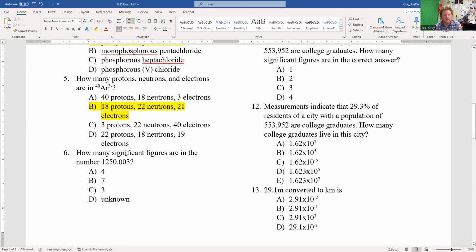Next up is how many significant figures are in the number 1250.003? These 3 zeros are sandwiched between non-zero digits, in which case they are significant figures. We've got 4, 5, 6, 7. So our correct answer is B.